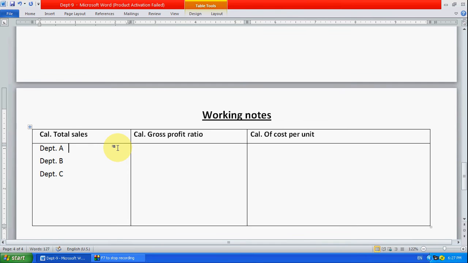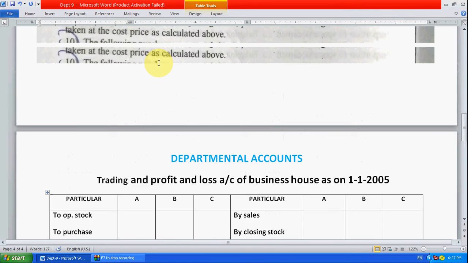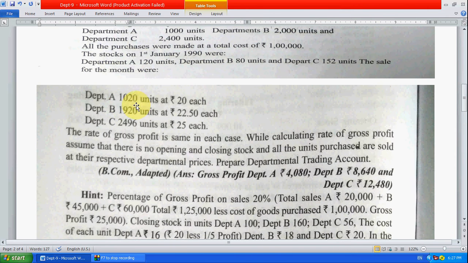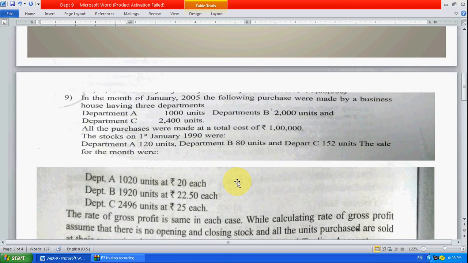Calculation of total sale. Here see how much is the total sale. 1020 units at 20 each, and so on. This is the total sale amount. But while calculating the rate of gross profit, assume that there is no opening and closing stock and all the units purchased are sold at their respective prices. Means whatever the purchase, it is completely sold at these sale prices.